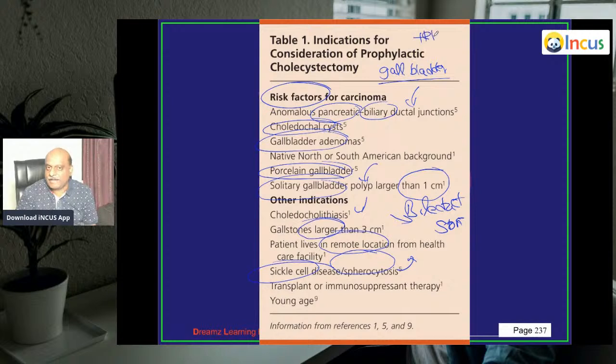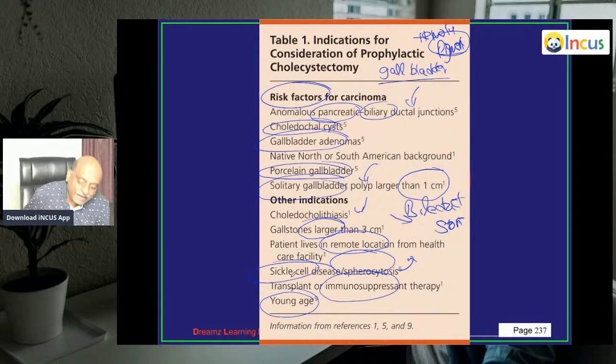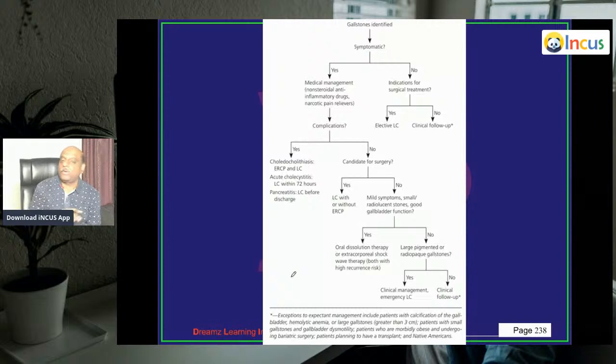basically what? Hemolytic condition. And that leads to development of pigment stones. So that is the reason for cholecystectomy. Any transplant or immunosuppressant therapy or young age, they mandate you to do the prophylactic cholecystectomy is what you need to remember. Now, how do you clinically approach the gallstone is the favorite question of the examiner.